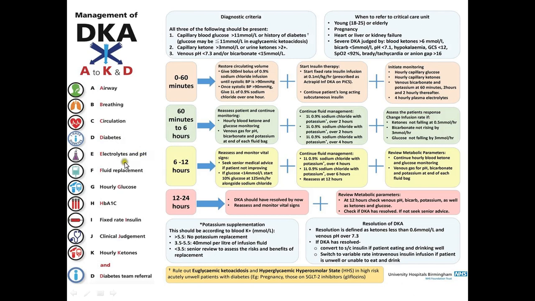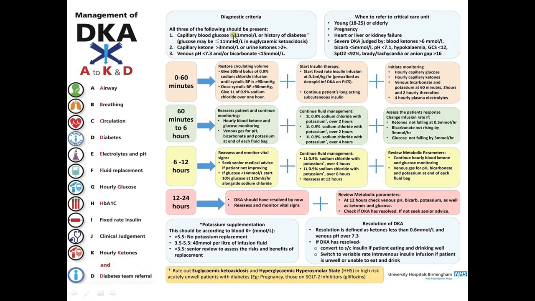Electrolytes and pH, we have to follow the electrolytes and pH. We'll treat that. Fluid replacement, as patients are dehydrated. Hourly glucose monitoring has to be done. HbA1c has to be done. Fixed rate insulin is used in these patients. On clinical grounds, the patient has to be judged as to how much fluid and how much treatment has to be given. Hourly ketones are needed, and you need to refer these patients to the diabetic team.